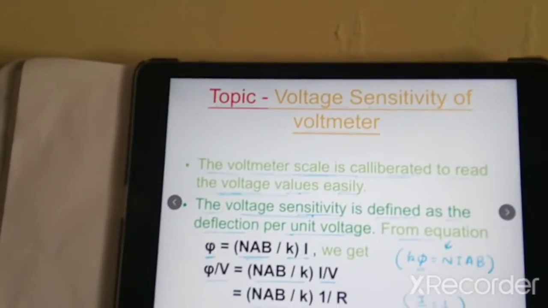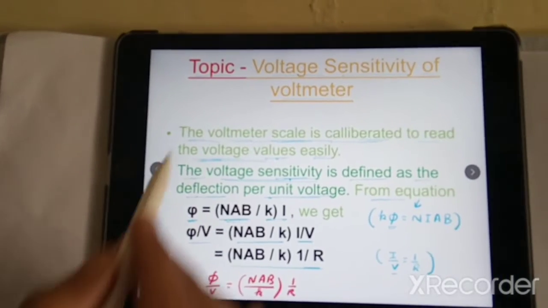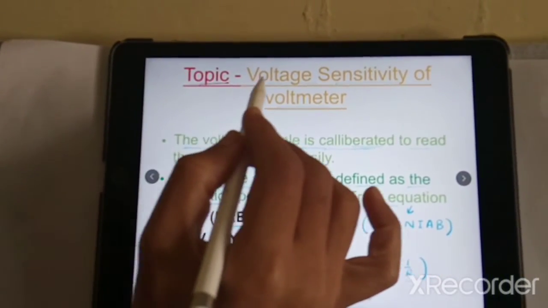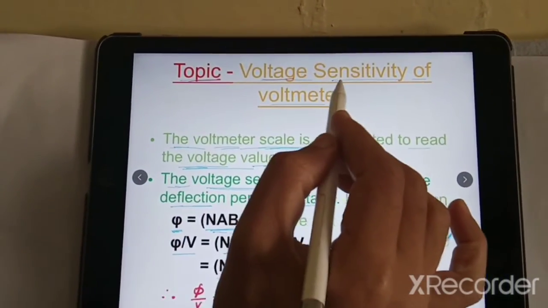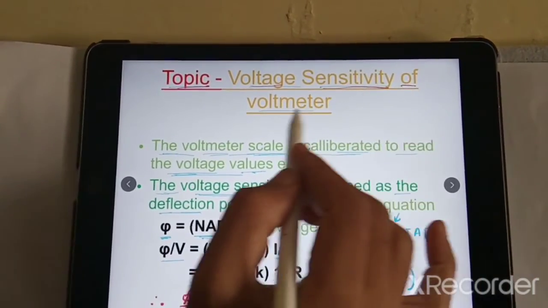Now there is a new topic, that is, the topic is voltage sensitivity of a voltmeter.